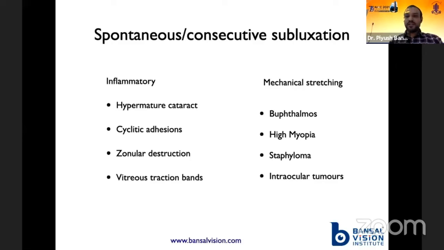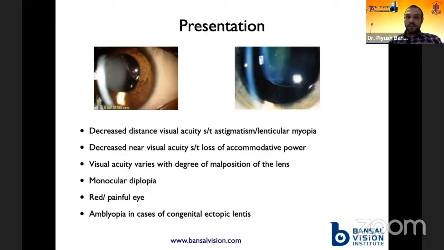Spontaneous or consecutive subluxation can be seen in inflammatory conditions such as hypermature cataracts, zonular destructions, cyclitic adhesions, or distraction bands. And mechanical stretching can also lead to it in cases like buphthalmos or patients with high myopia, with staphylomas, or intraocular tumors. Now, how do they present?